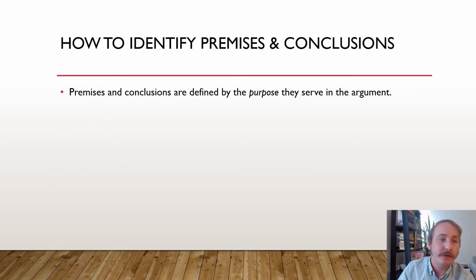Now, premises and conclusions are defined by the purpose that they serve in the argument. If a thought is the support for some other thought, then it is a premise. If it is the main point that's being supported by other thoughts, it is the conclusion, right? That's what makes a thought a premise or a conclusion. Basically, why did somebody say this thing? What was their purpose argumentatively in saying it? It's either that it's supporting something that they're saying, or it is the main point for which they've provided support somewhere else, right? That's what makes something a premise or a conclusion.